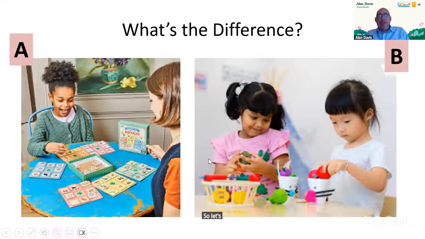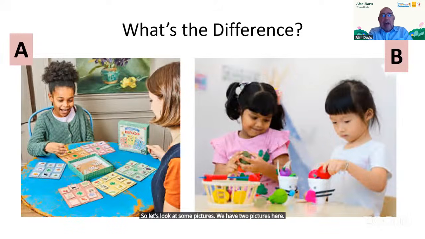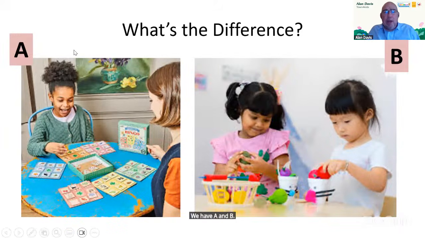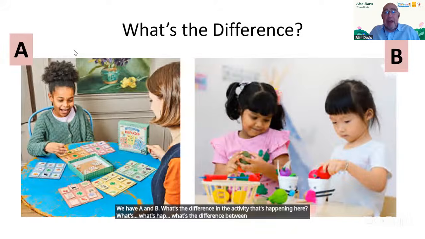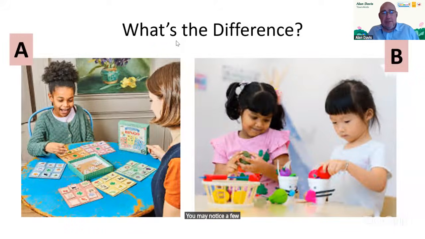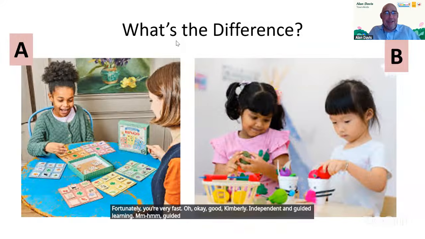So let's look at some pictures. We have two pictures here. We have A and B. What's the difference in the activity that's happening here? What's the difference between picture A and picture B? You may notice a few things. Okay, good. Fatima, you're very fast. Oh, okay, good, Kimberly. Independent and guided learning. Guided and free play. Good, yes, exactly.